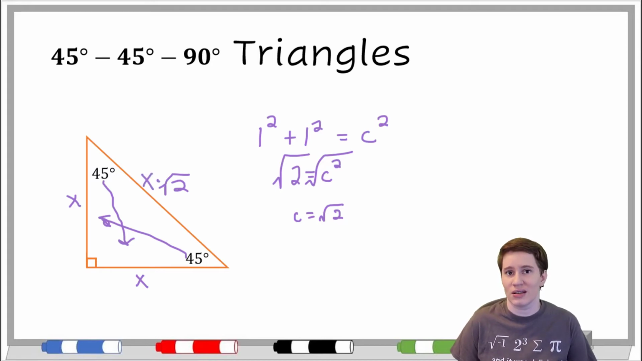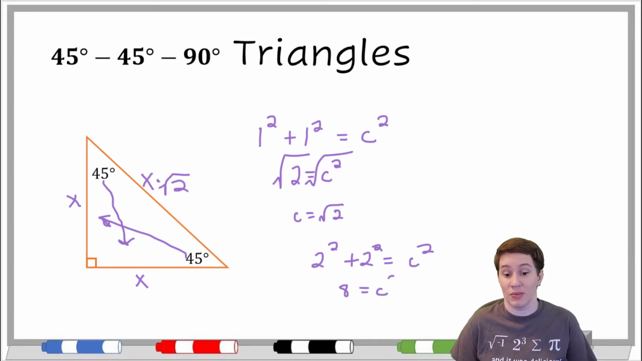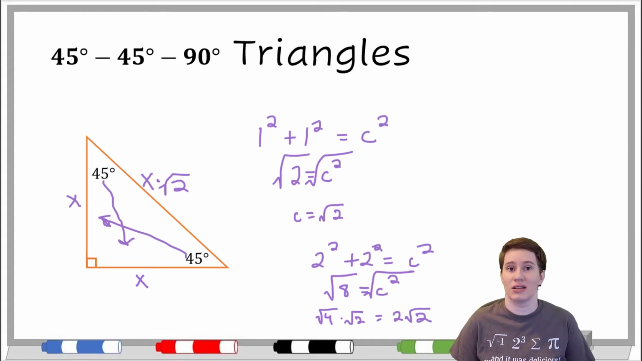So we could test this out using the Pythagorean theorem. We could say, well, what if my sides are 2? 2 squared plus 2 squared equals c squared. 4 plus 4 is 8. It might not be obvious yet, but this is going to give us what we want. The square root of 8 simplifies by splitting up into square root of 4 times square root of 2. We can take the square root of 4 and get 2. So that's 2 square roots of 2. But wait, that's what our pattern here is. If our sides were 2, then our hypotenuse should be 2 square roots of 2.